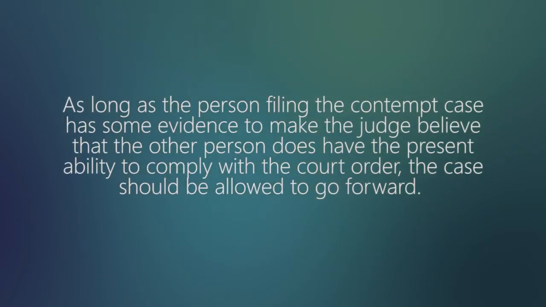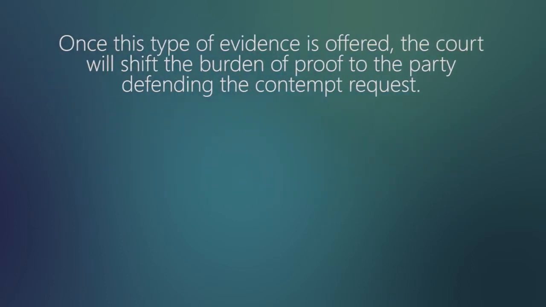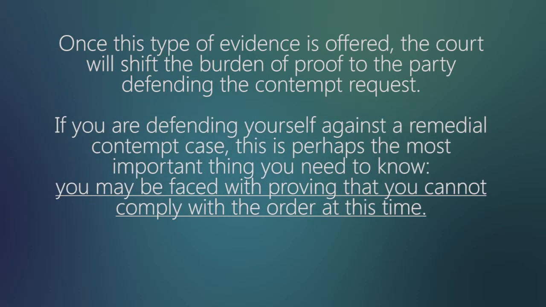As long as the person filing the contempt case has evidence to make the judge believe that the other person does have the present ability to comply with the court order, the case should be allowed to go forward. Once this type of evidence is offered, the court will shift the burden of proof to the party defending the contempt request. If you are defending yourself against a remedial contempt case, this is perhaps the most important thing you need to know. You may be faced with proving that you cannot comply with the order at this time.